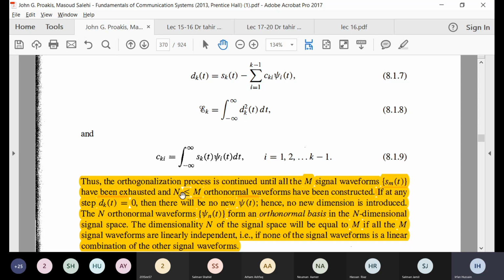So our set will be n, which could be less than or equal to m. These n orthonormal waveforms, which are orthogonal to one another, form the orthonormal basis in the n-dimensional signal space. Dimensionality will be n. It can be equal to m if all the signals are linearly independent.